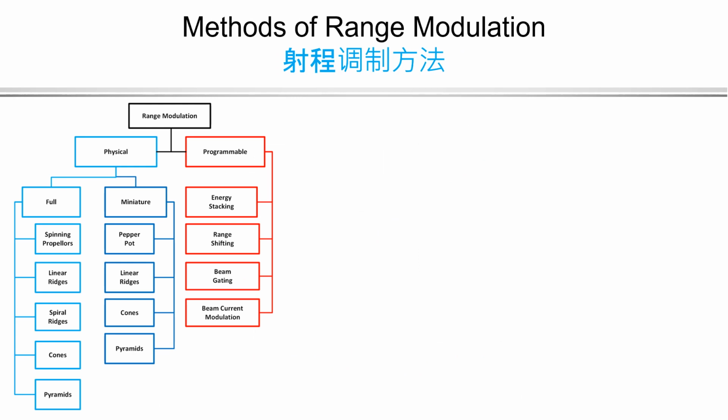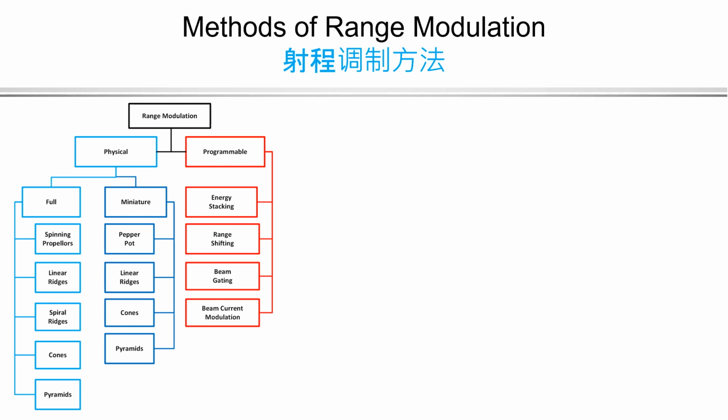We have now shown that range modulation is a method of depth dose profiling to deliver an adequate dose to a finite-sized target within a patient. There are several different methods of range modulation, and in fact, different methods can be combined. This diagram gives a hierarchy of different range modulation techniques.